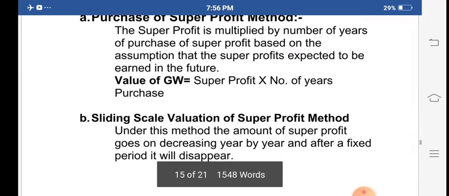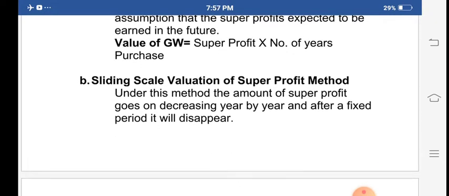Next is B, the sliding scale valuation of super profit method. This is the second important method under the super profit method. Under this method, the amount of super profit goes on decreasing year by year, and after a fixed period it will disappear. At that time we use the sliding scale valuation of super profit method. This method of valuation of goodwill is a slight variation of the purchase of super profit method.